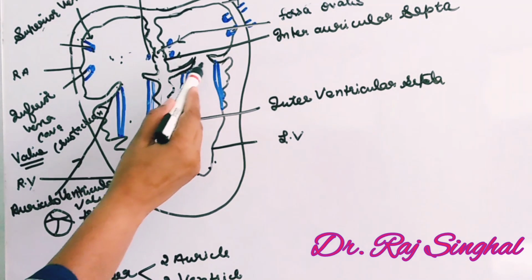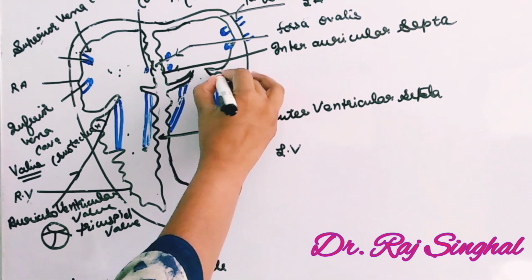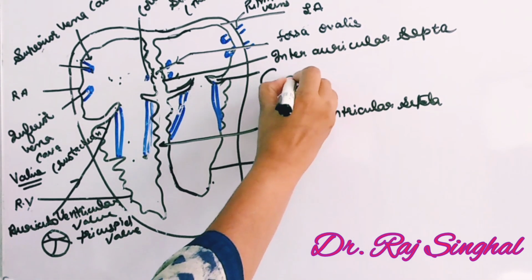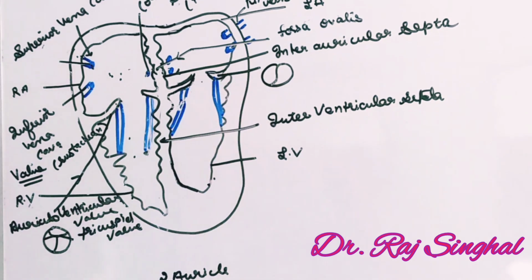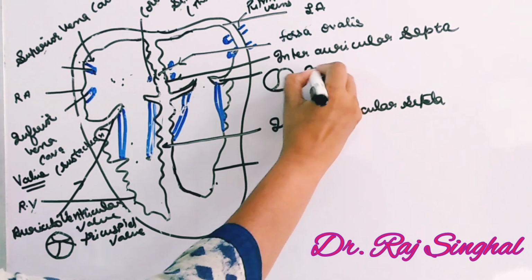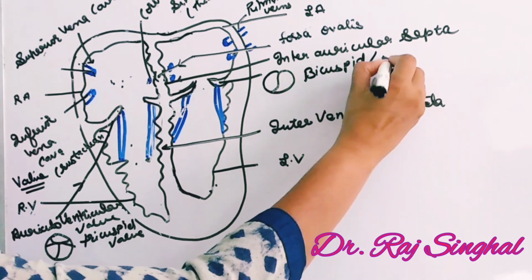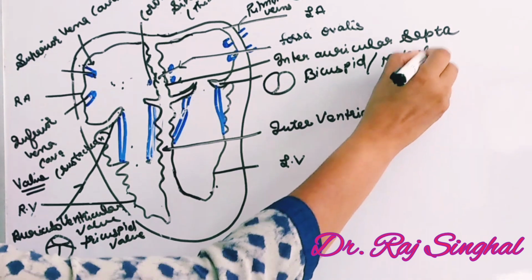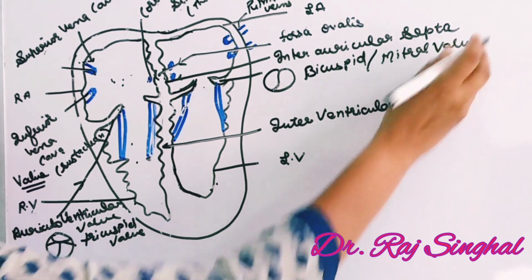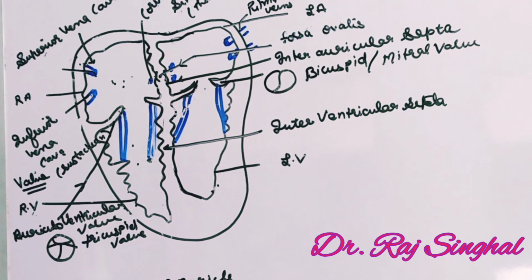Similar type of valve can also be seen on the left side, but in this case there are only 2 flaps or cusps which can be seen, hence it is known as bicuspid valve. Here, mitral valve, or we can say left auriculoventricular valve.